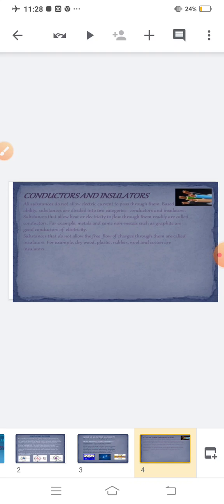So what are the examples of insulators? Rubber, plastic and wood. They are the examples of insulators. Why are they examples of insulators? Because they do not allow electricity to pass through. That's why they are examples of insulators.